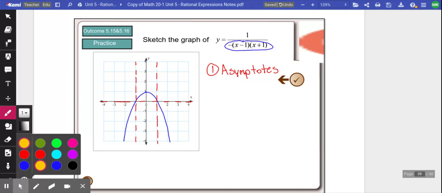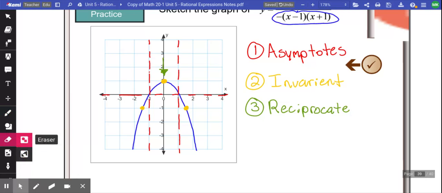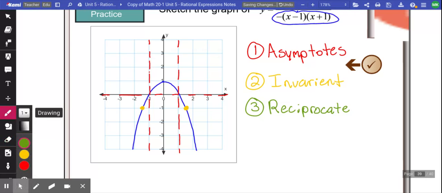Second job was to label the invariant points. Invariant points happen at 1 and negative 1, so they should have happened right here at the vertex, coincidentally, and negative 1 is down here. Third job would be to reciprocate. You should always reciprocate the vertex first. You actually can't reciprocate this vertex because the vertex is an invariant point, right? It's not going to move. So that's going to cause us a little bit of trouble in that top section, but we'll deal with that in a second.